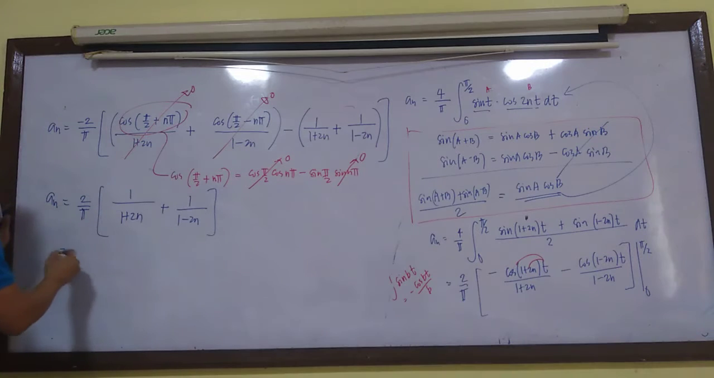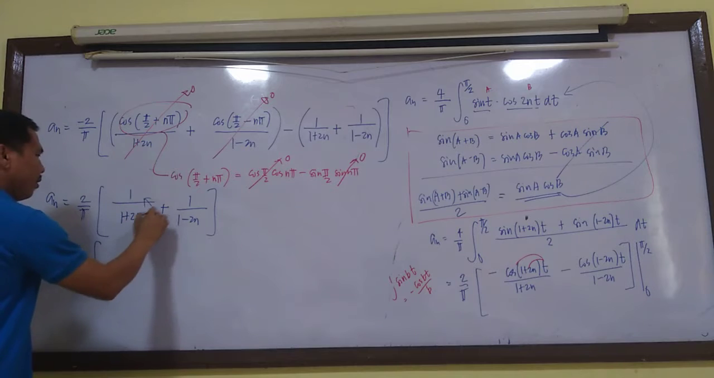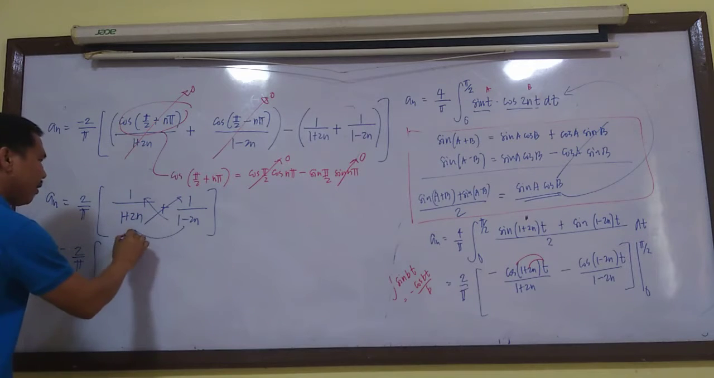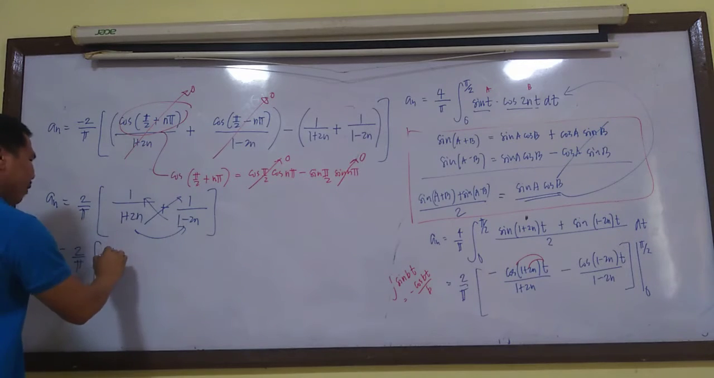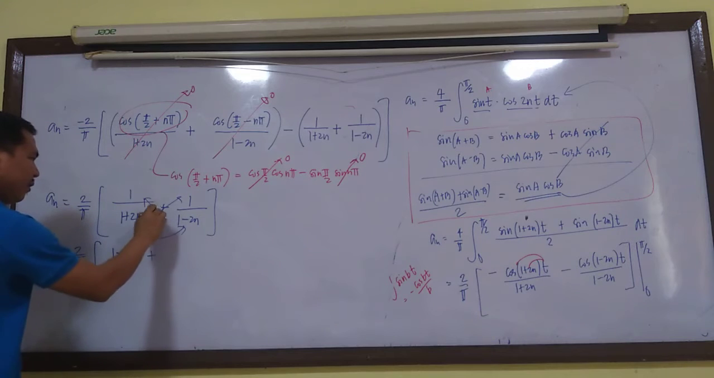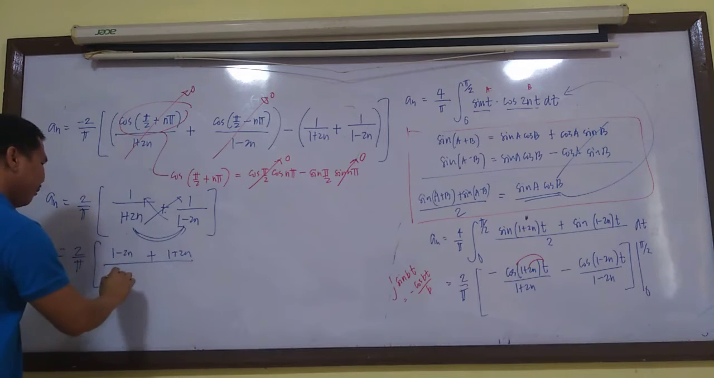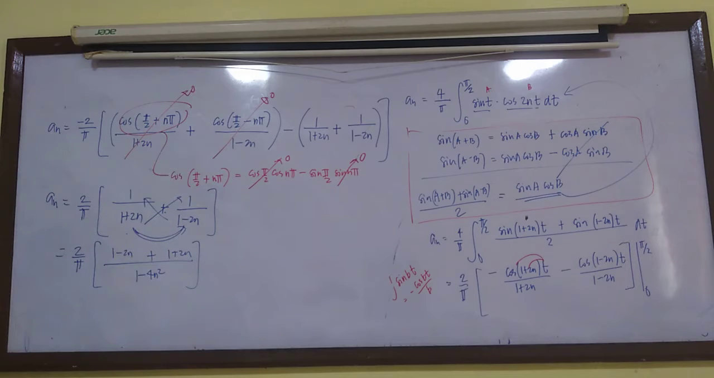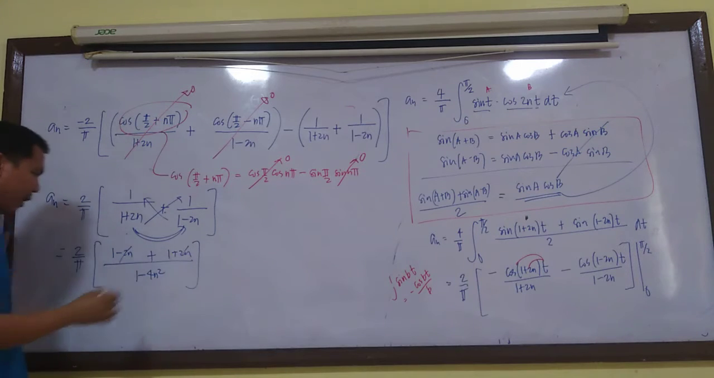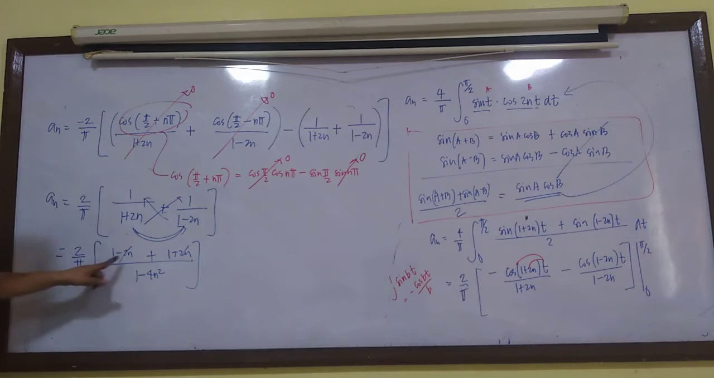So simplifying it further by multiplying to its least common denominator, or you can just cross multiply it and then multiply this term. Cross multiply, this will be 1 minus 2n. Copy the sign. Cross multiply, this is 1 plus 2n, all over multiply this denominator. This will be 1 minus 4n squared. So what will be cancelled out here? 2n and 2n will cancel out, giving you 1 plus 1. Factor that out, that becomes 4 over pi.